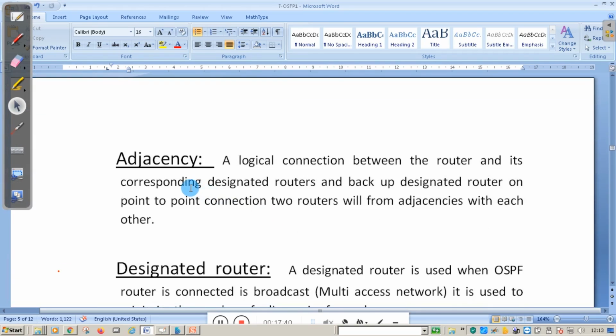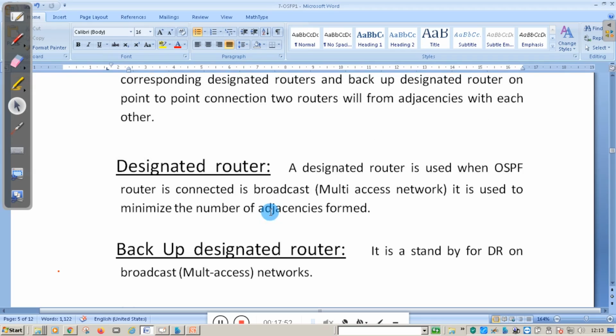Now the next one: after establishing the neighborship, a logical connection will be established between the router and its corresponding designated router and backup designated router, and that is called adjacency. So we know what a designated router is. As I said, the designated router is one point of contact to move the link state advertisement packets to the other routers in the same area. If the designated router fails, then we have one more router, called the backup designated router. Both routers are elected once the OSPF process runs.